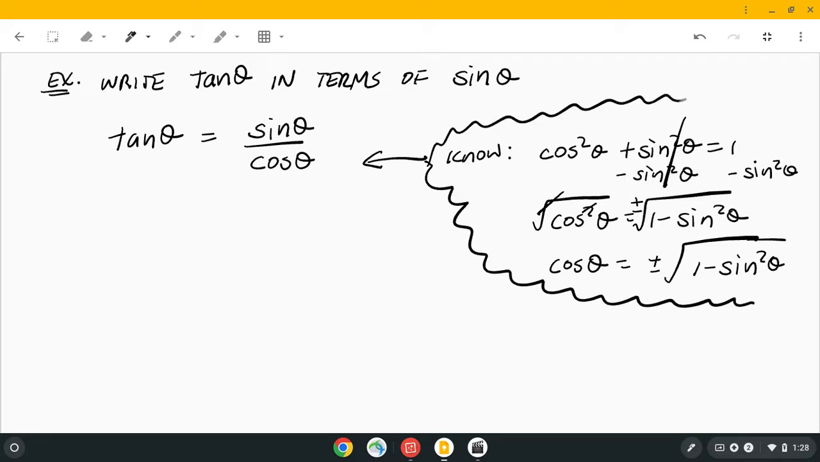So now I can go ahead and replace the cosine theta with what we just found. So now I have sine theta in the numerator, and then down below, I'm going to go ahead and replace cosine theta with what we got over here, which is plus minus, and it does matter, you can put the plus minus out there, the square root of 1 minus sine squared theta. Okay, and now I have tangent rewritten in terms of only sine. Okay?